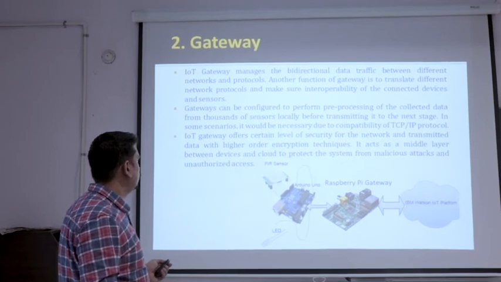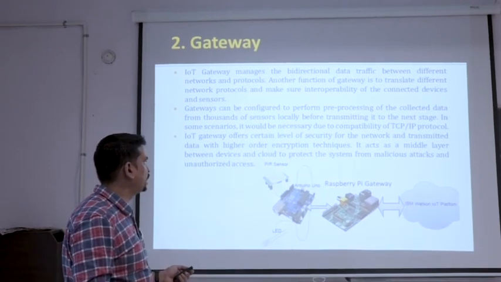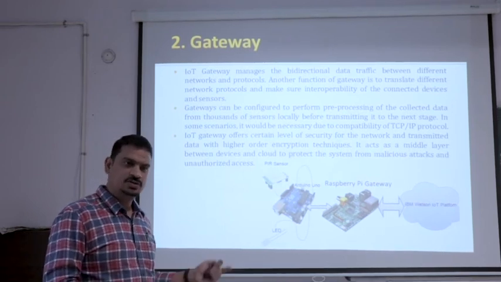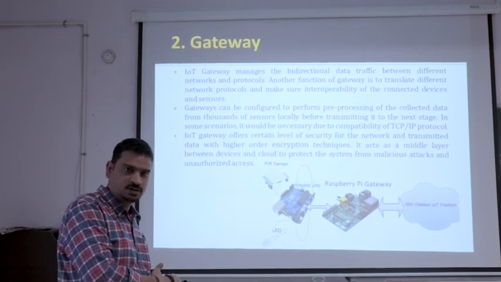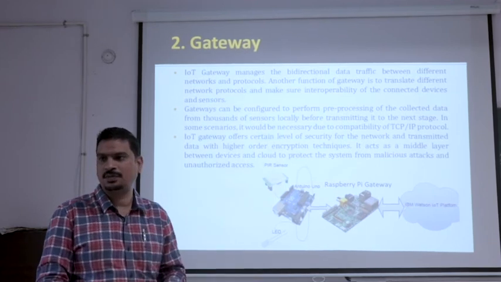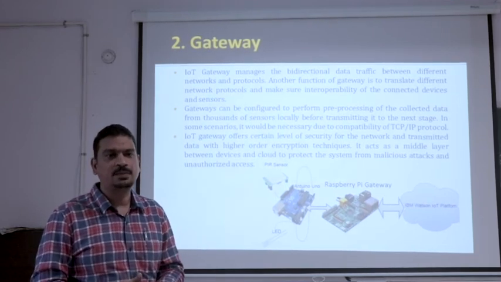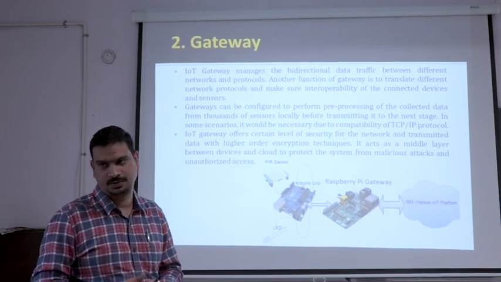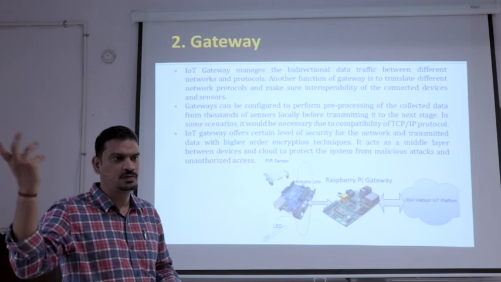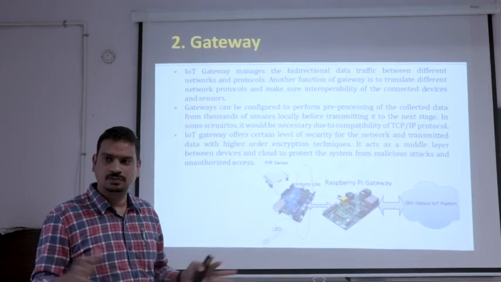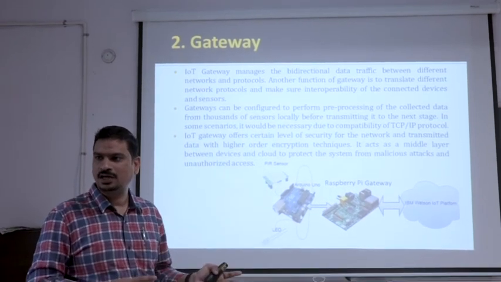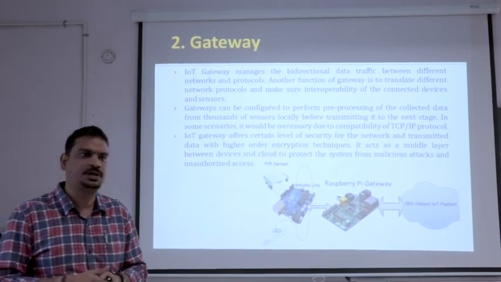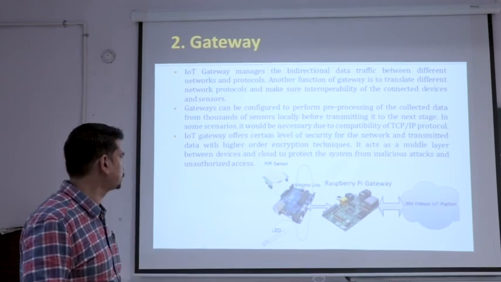In some scenarios it would be necessary due to compatibility of the TCP/IP protocol. What I told you is, in the MAC layer we use different protocols, and in the internet we use the TCP/IP protocol. So they are different types of protocols, because we are talking about two different types of networks. One is the IoT network, another is the internet. So if you want to communicate from the IoT network to the internet, we should have a common platform, right? And that common platform is nothing but the gateway.